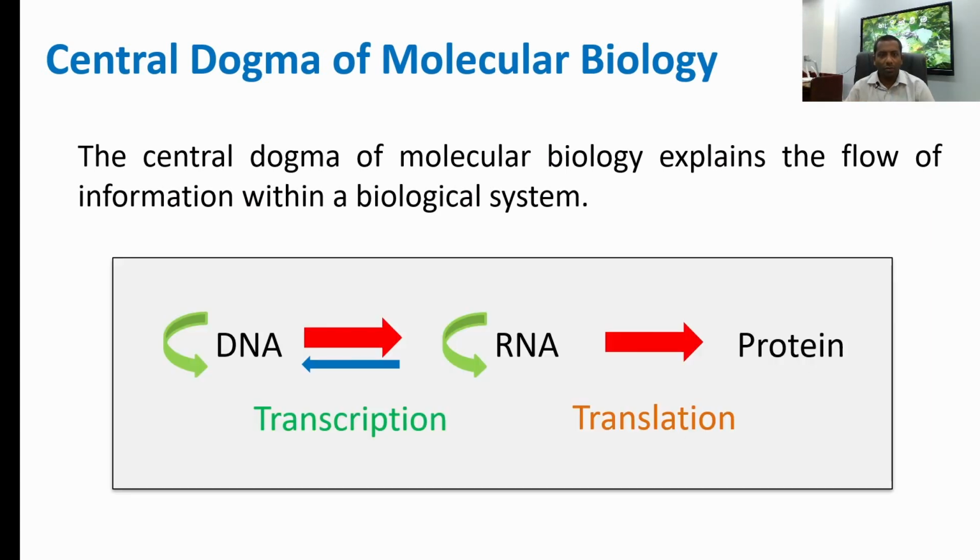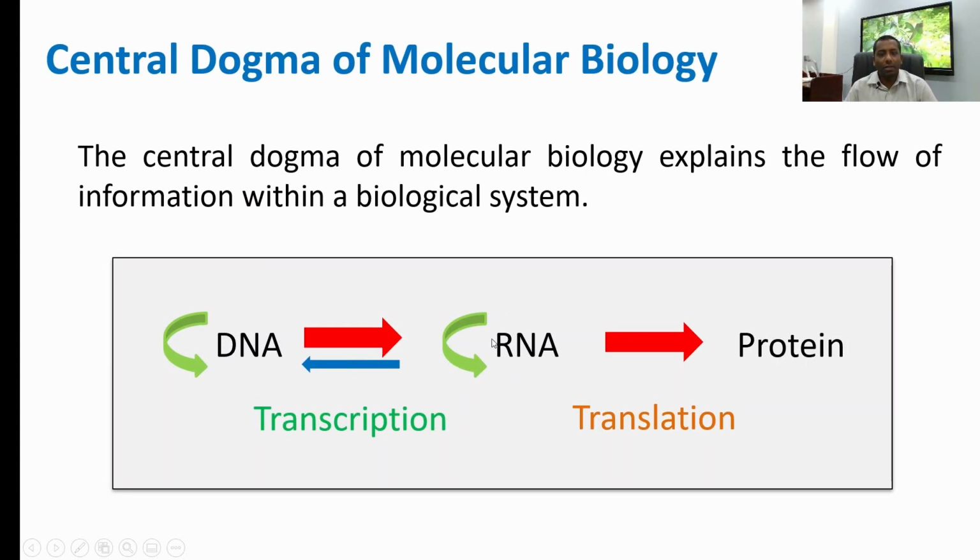In the central dogma, the information in DNA is passed down to RNA. This process is called transcription, and the information in RNA is passed down to the protein, and this step is called translation.